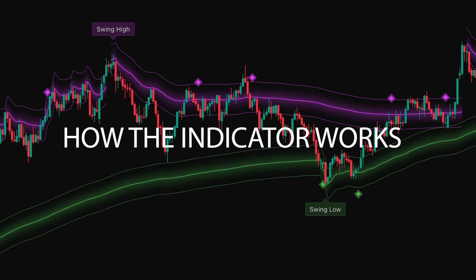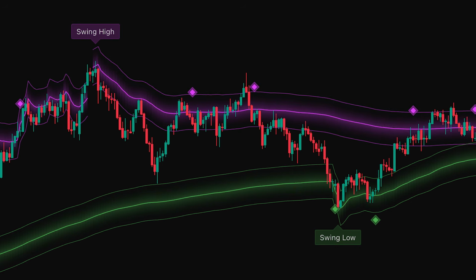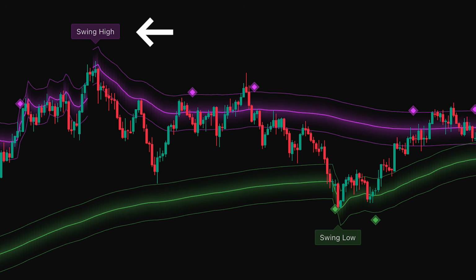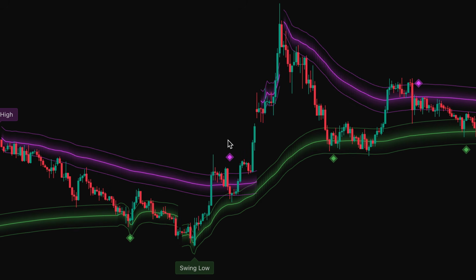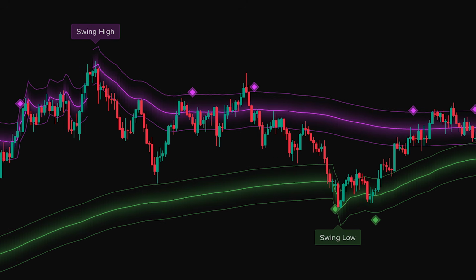How the indicator works. Swing detection logic. The indicator constantly scans recent candles using a look-back number you set, like 20 to 100 bars. A swing high is detected when price forms a local maximum relative to the swing look-back. A swing low is detected when price forms a local minimum relative to the swing look-back. Direction flips when price transitions from forming highs to forming lows, or vice versa. Each confirmed swing is marked on the chart, giving clear structural context.